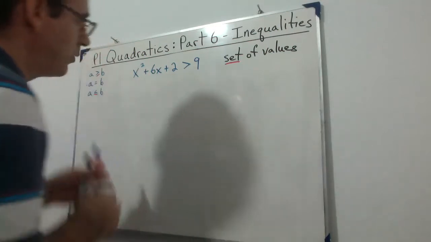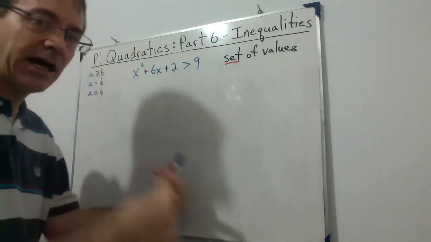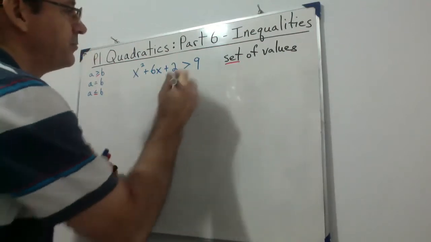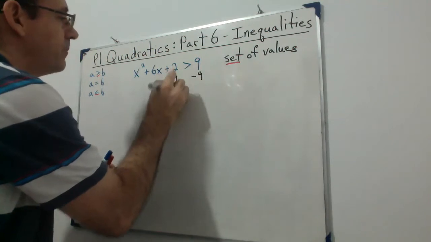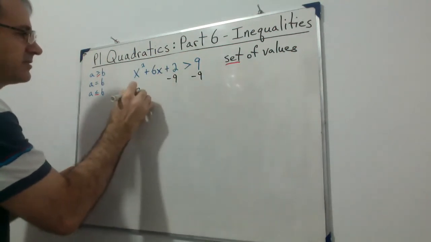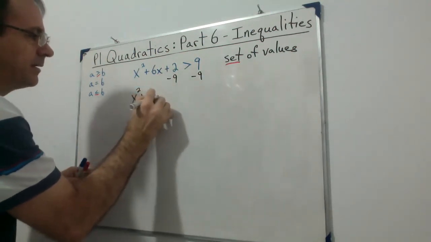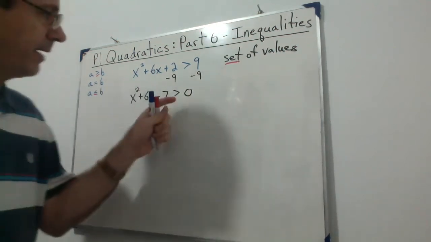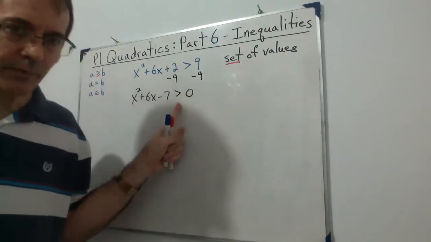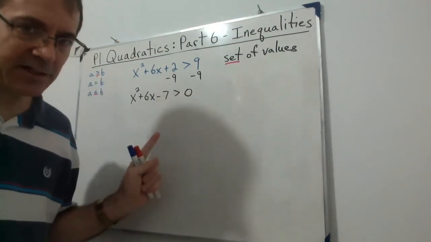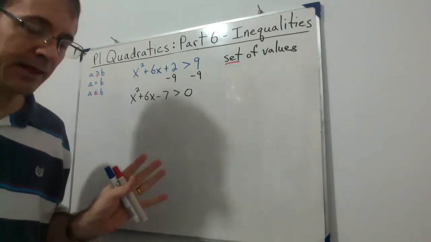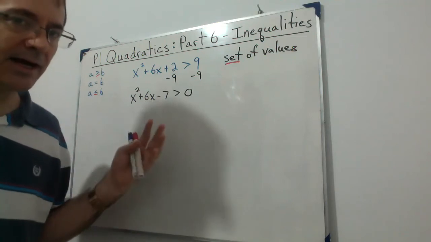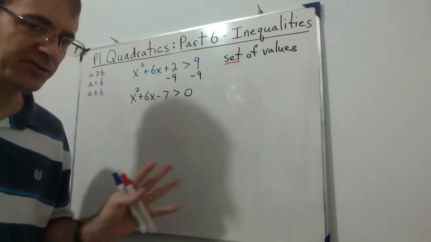Okay, so we want a zero product opportunity, and we can't get that unless we have the 0. So we're going to subtract 9 from both sides, and that gives us x squared plus 6x minus 7 greater than 0. Now, remember with your inequality, if you are adding or subtracting to both sides, no problem. If you are multiplying or dividing both sides by a positive, that's no problem.